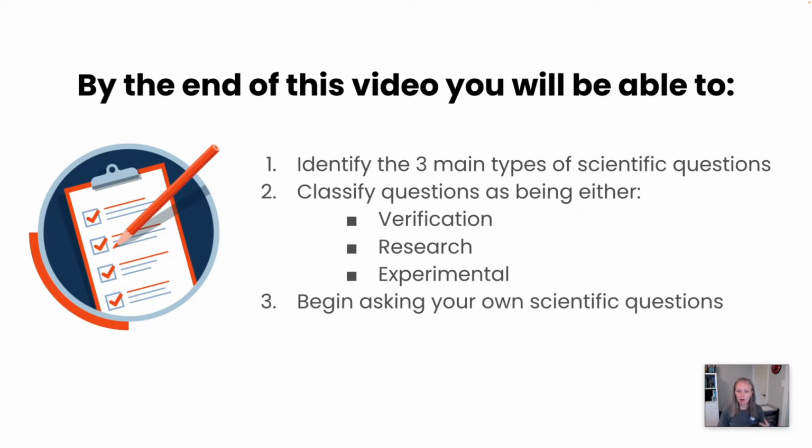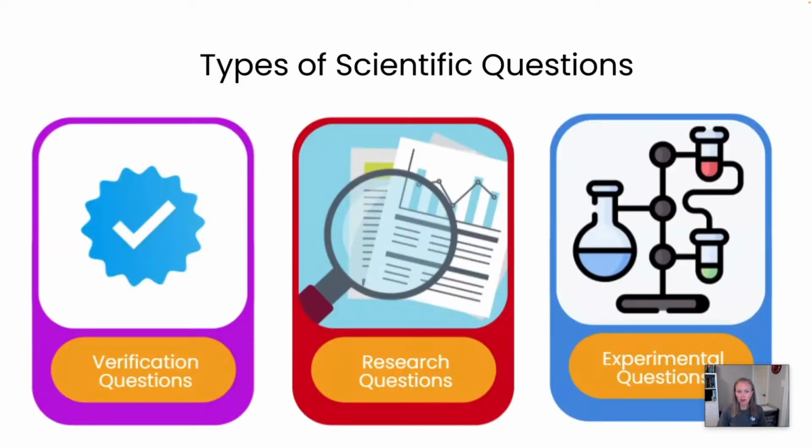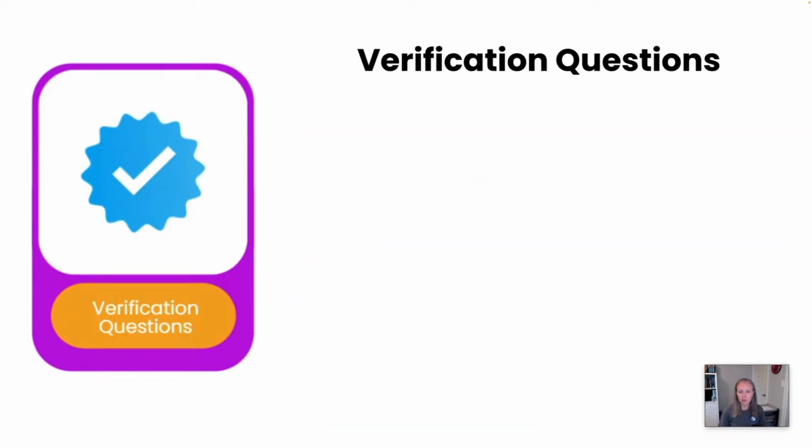So let's start out with the types of scientific questions. There are actually three types, and we're going to dive into each one based on their characteristics. So there's verification, research, and experimental. So let's start with verification.